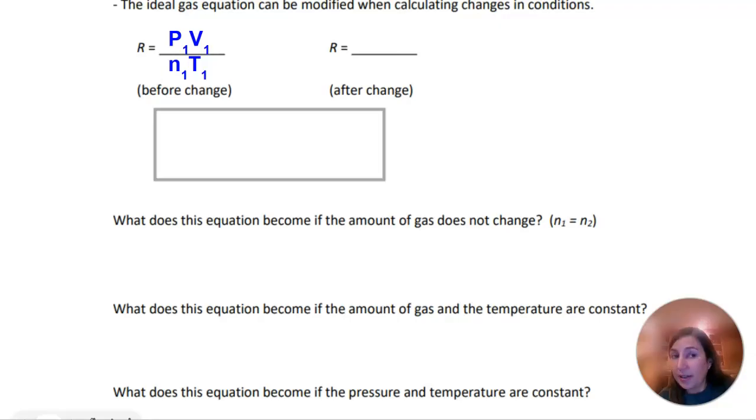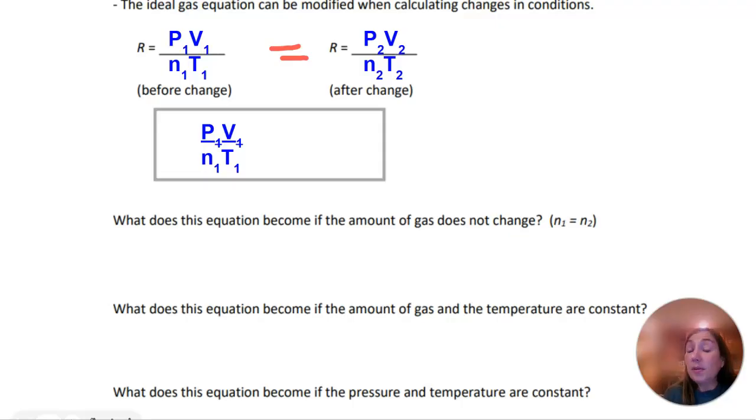It's PV over nT. We can do that for initial conditions: P1 V1 over n1 T1 equals R. We can do it for final conditions after a change: P2 V2 over n2 T2 equals R. Well, we know that R equals R. We can actually set these equal to each other. So we can set P1 V1 over n1 T1 equal to P2 V2 over n2 T2.